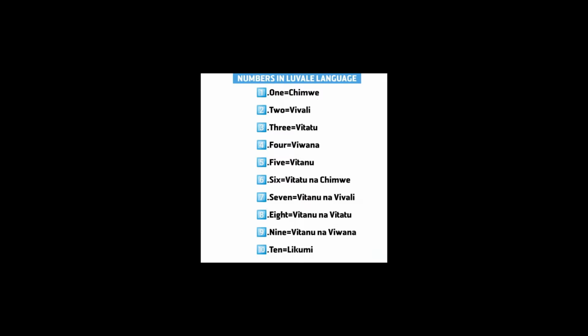You said you'd explain 1 being kamwe as well. Okay, 1 being kamwe, in many cases we use it when referring to little things. For example, if you are counting maize seeds, you can say chimwe, but you can also say kamwe, tuvali, tutatu, and so on. This form of counting, kamwe, tuvali, tutatu, we use when counting small countable things. But numbers in general in Luvale, chimwe, vivali, you can use to count anything.